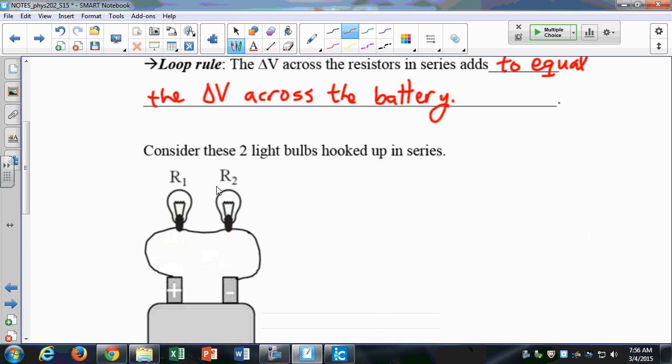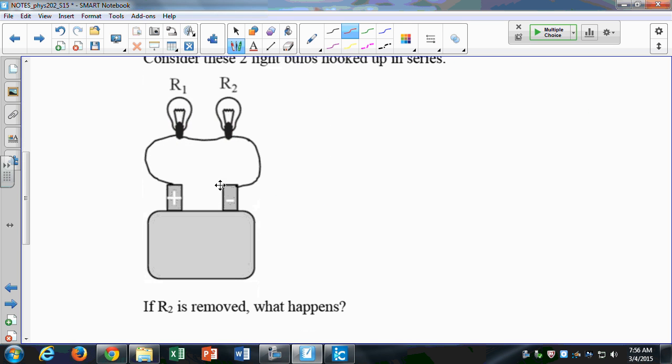All right, so let's look at these two light bulbs. They're hooked up in series. First of all, if I remove R2, what's going to happen to the circuit? I have two light bulbs there in series. If I remove one of the bulbs, what's going to happen to the circuit? Right, it's broken. It's like the old Christmas lights. They don't really make them like this anymore, but Christmas lights used to be in series. Some still are, but they have ways of getting around this, where if you remove one of the light bulbs, the whole circuit would collapse. Then you have a break in the circuit, and electricity cannot flow.